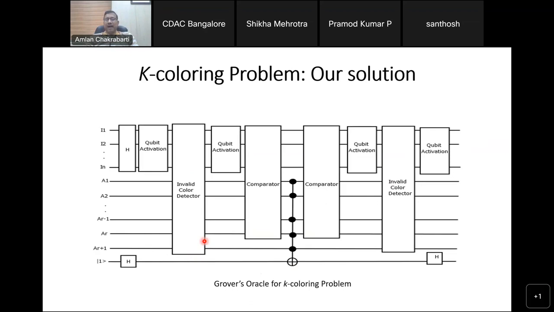Okay, right, and then the comparator comes. The way the comparator works is basically it tries to compare the two adjacent nodes, whether these nodes have the same color or not. If they have the same color, then we don't have this activation, we have all the zeros. If they have a different color, then only this particular ancillary qubit is marked, right? And we know that this particular adjacency has actually followed the K coloring problem definition.